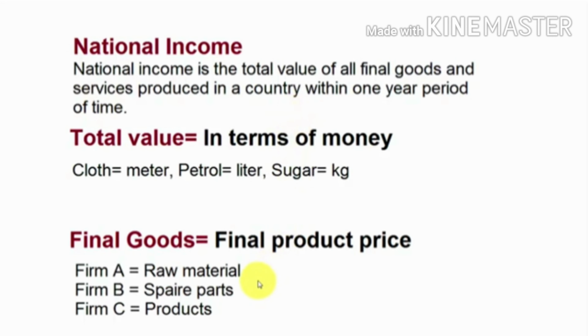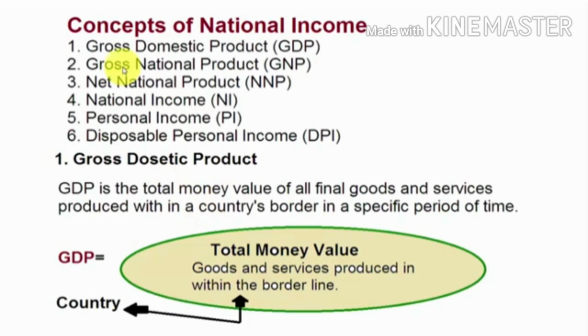And all these calculations occur in a country within a specific period of time, which is 1 year. So we can say that national income is the money value of all final goods and services produced in a country within a 1 year period of time. Now you may better understand what national income is. Now let's move towards the concepts of national income.